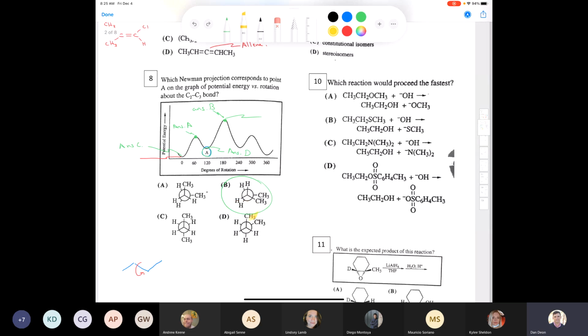All right. Also, something that I think I might have said incorrectly was that I called this a gauche interaction. It's not a gauche interaction. Those are eclipsed. So when they eclipse each other, it's going to be high energy.